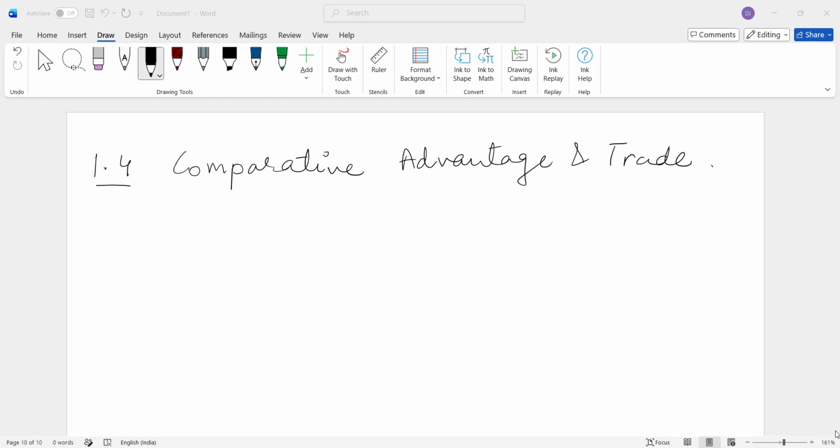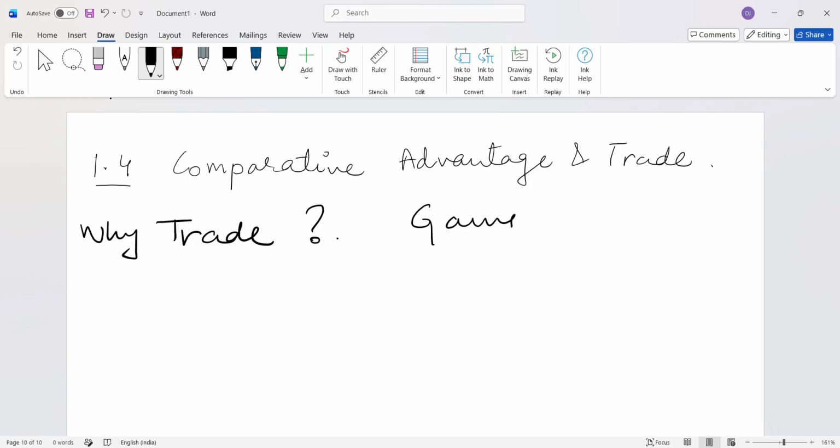All right. Coming back to today's topic, which is comparative advantage and trade. First things first, let's understand why we trade. Why do countries trade? Countries trade to achieve gains, basically. That's the whole purpose. Countries trade to achieve gains that international specialization makes possible.